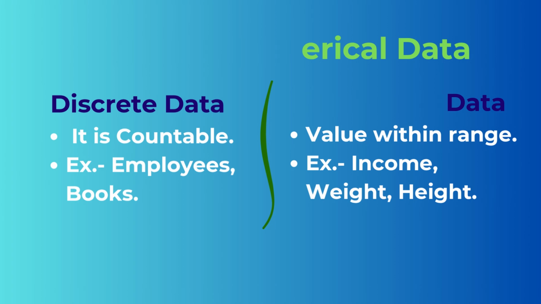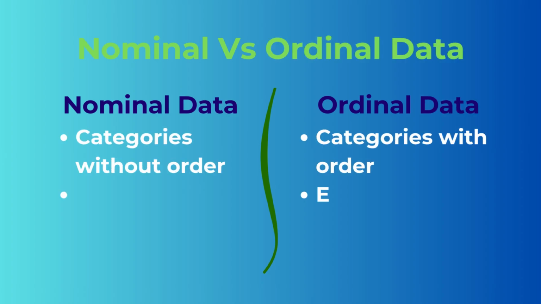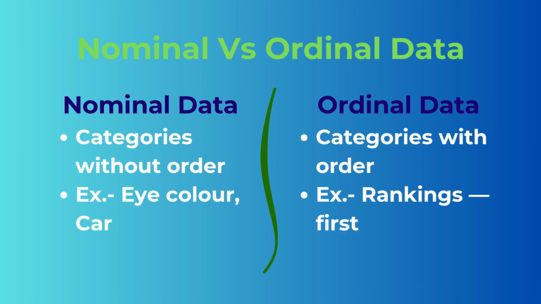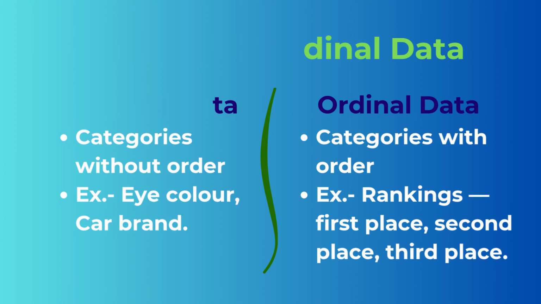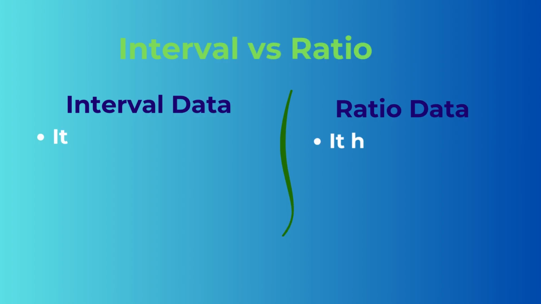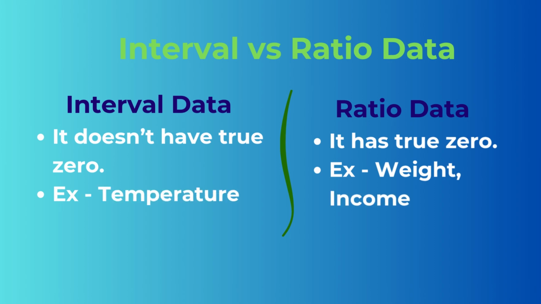We can also classify data further into subtypes. First, nominal versus ordinal. Nominal means categories without order, like eye color or car brand. Ordinal means categories with order, like rankings, such as first place, second place, third place, and so on. And second, interval versus ratio data. Both deal with numerical data, but the difference is ratio data has a true zero. Example, weight or income, where zero means none. Interval data like temperature in Celsius doesn't have a true zero. 0 degrees doesn't mean no temperature.